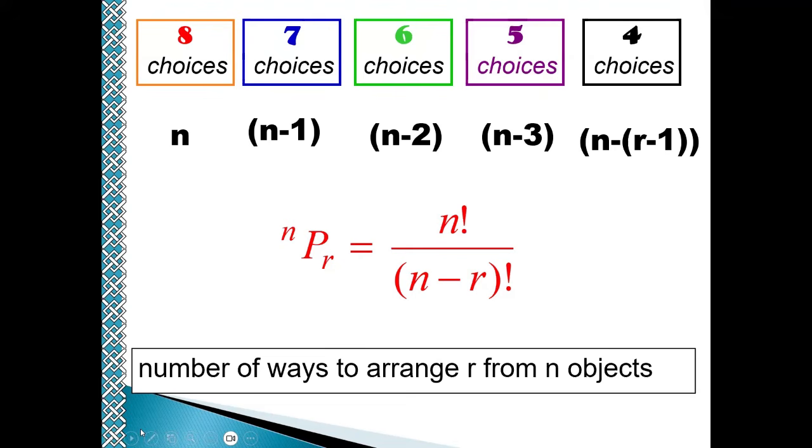Whenever order is important, arrangement is important, you will apply the permutation formula to get the answer. nPr is n factorial by n minus r factorial, the number of ways to arrange r objects from n objects. Okay, so let's go forward. Write only the formula, the rest is not required. What is nPr?